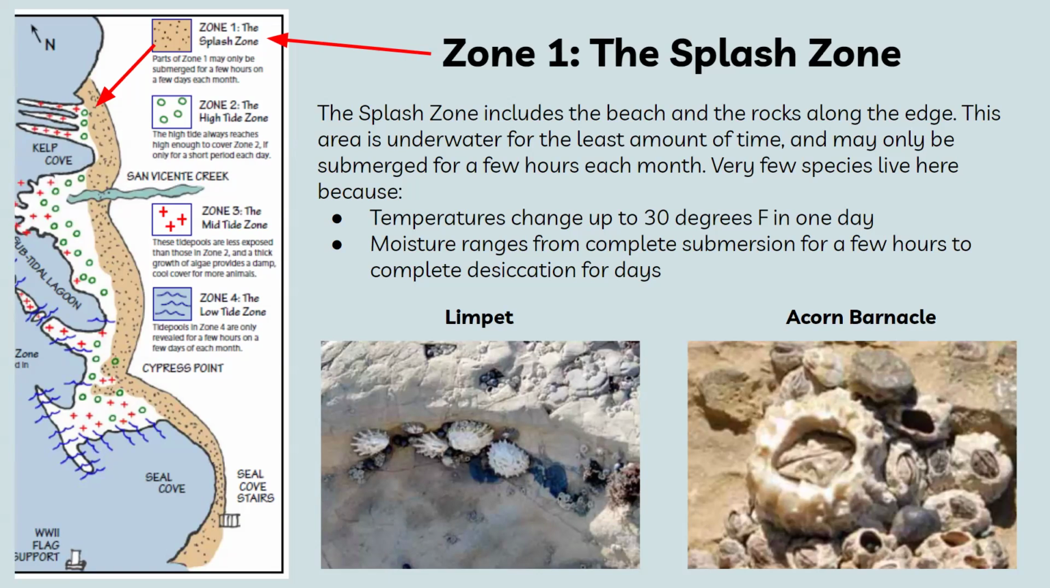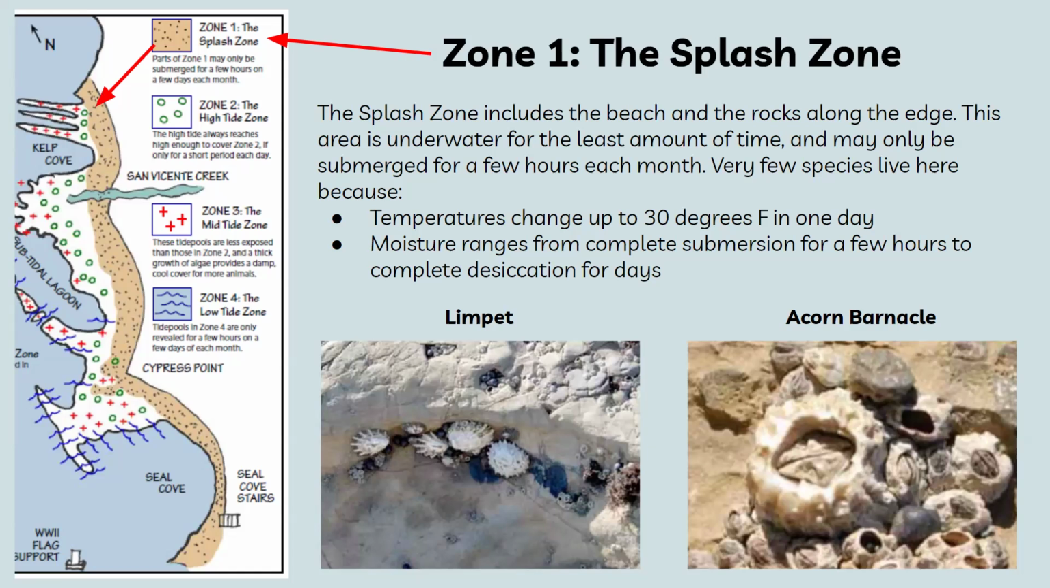Okay. So the first zone we are starting in is the splash zone, what I like to call the beach area. It's the beach and the rocks along the edge. This area is exposed the most amount of time. It's underwater for the least amount of time because it's much higher up. For that reason, very few species live here because the temperatures range so much.